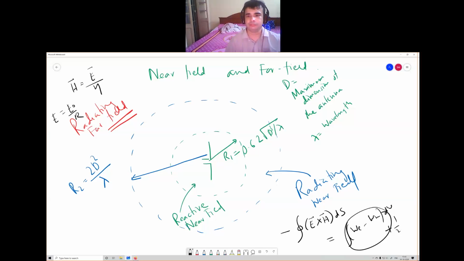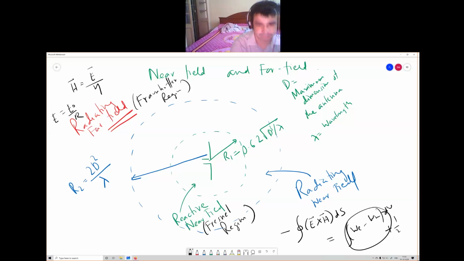Any other questions? We will consider only the far field. This is also called the Fraunhofer zone, not Fresnel. It's also called the Fraunhofer region. And this region is also sometimes called the Fresnel region. Is it okay?